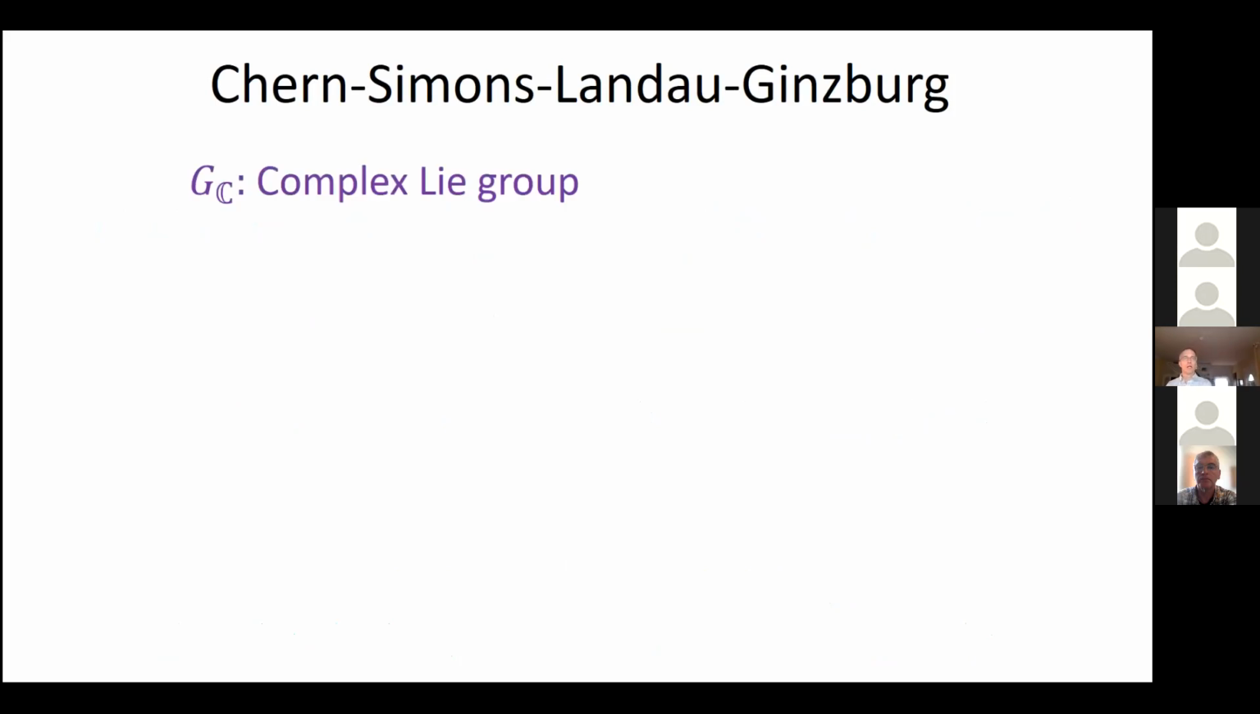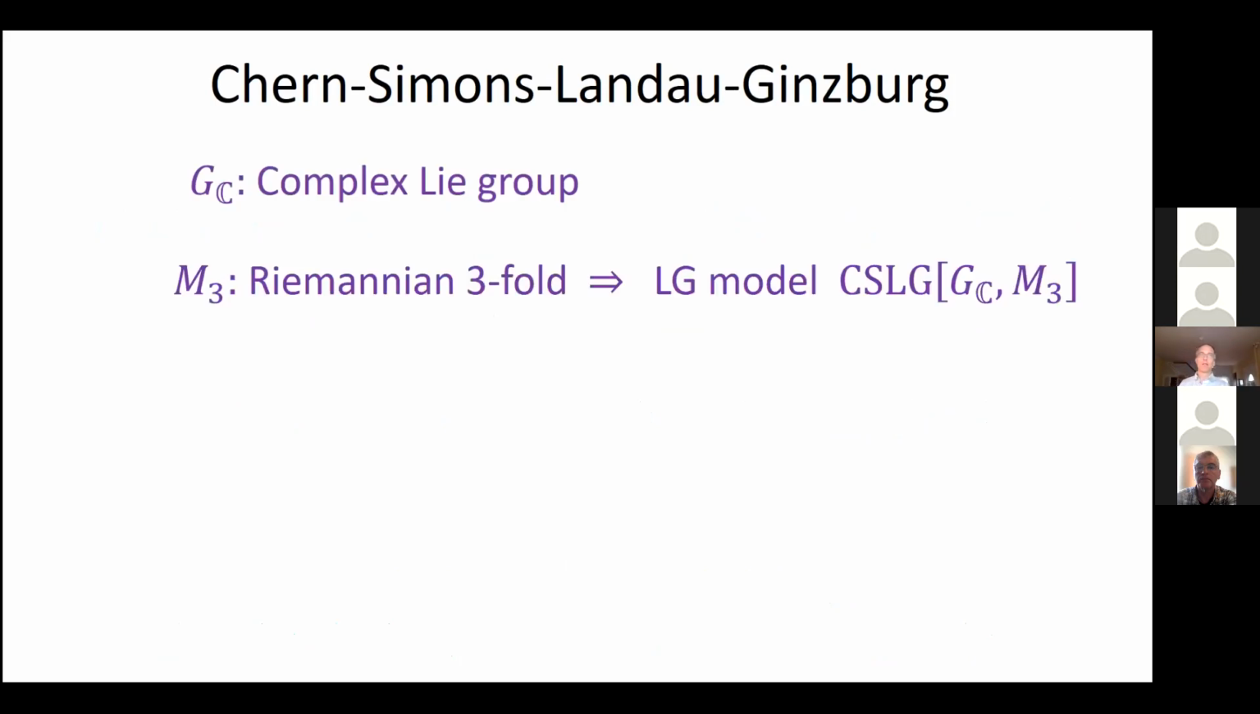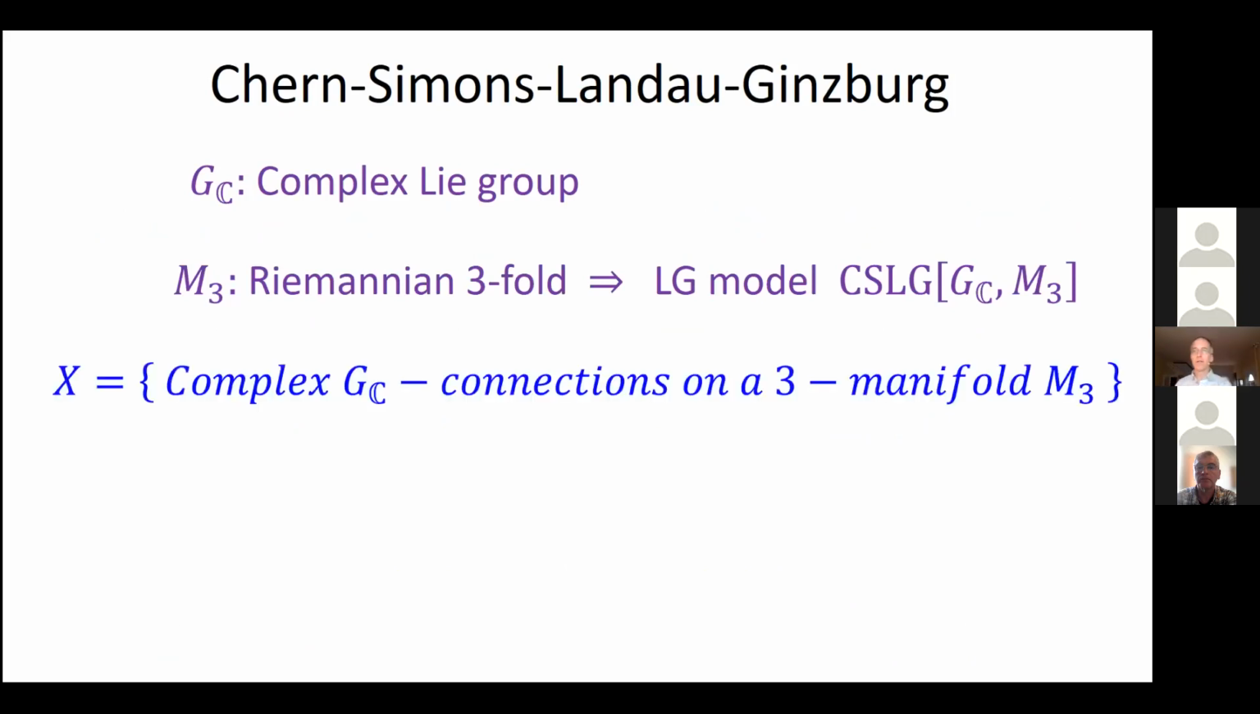So if G_C is a complex Lie group and M3 is a Riemannian three-manifold, we can form the Landau-Ginzburg model, which I'll call the Chern-Simons Landau-Ginzburg model, depends on a Lie group and on a three-manifold. And the target space, the Kähler manifold target space, is itself infinite dimensional in this case. So the target space is the space of complex G_C connections on a three-manifold M3.